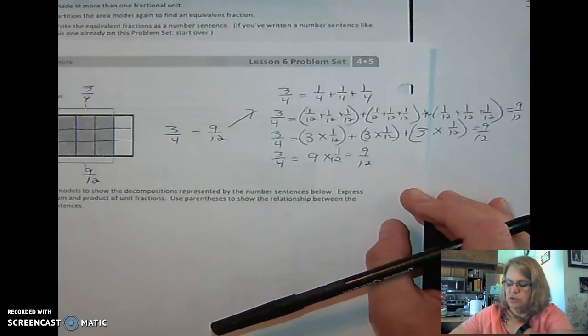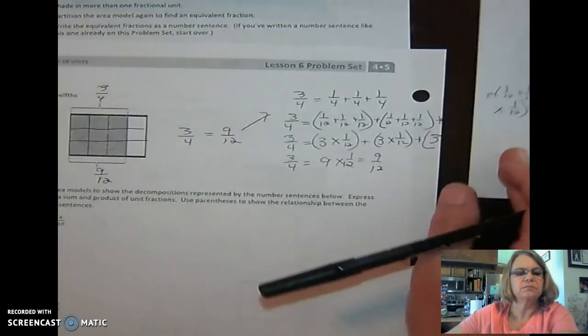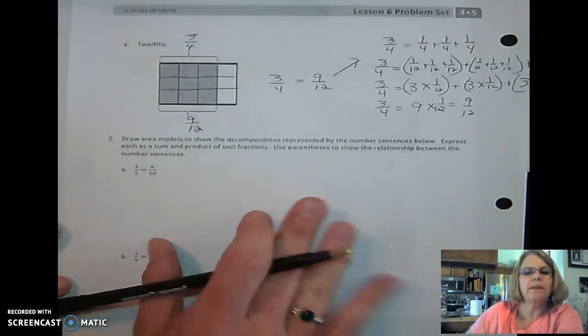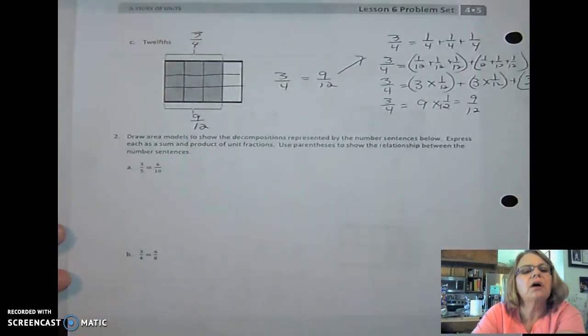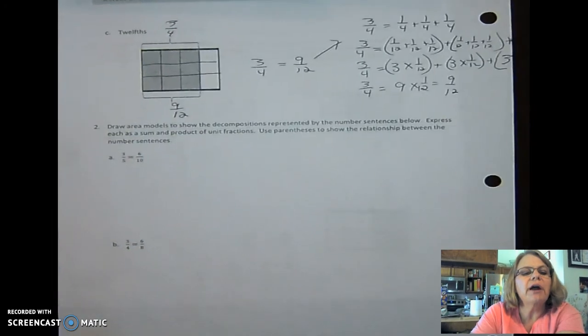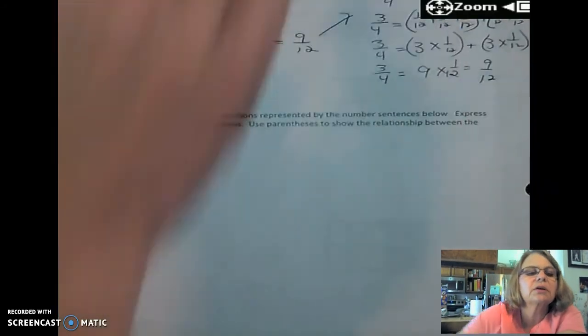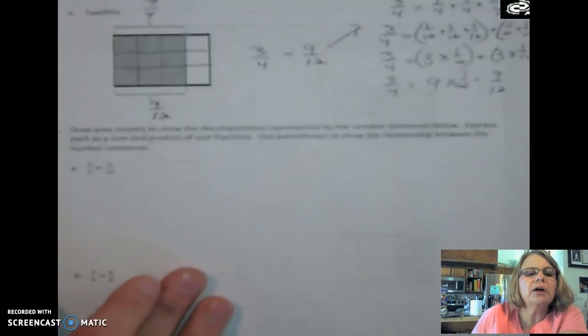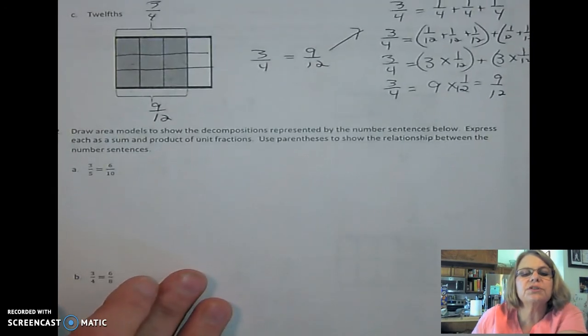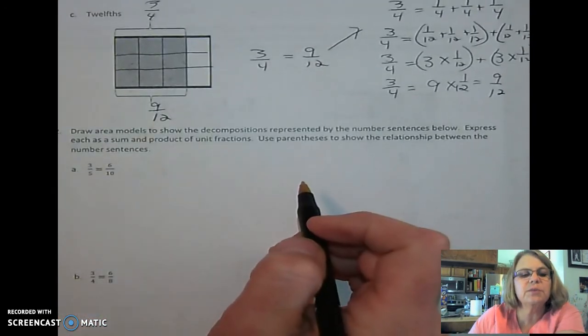I'm going to move on to number 2. Let's move that paper out of the way. So number 2, draw area models to show the decomposition. Let me make this a little bigger. Draw area models to show the decomposition represented by the number sentences below.